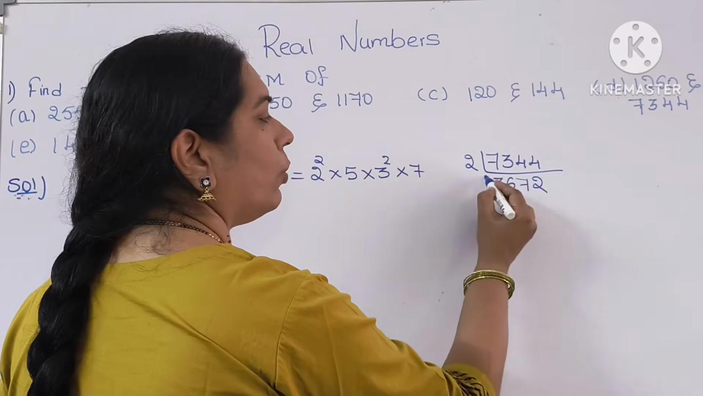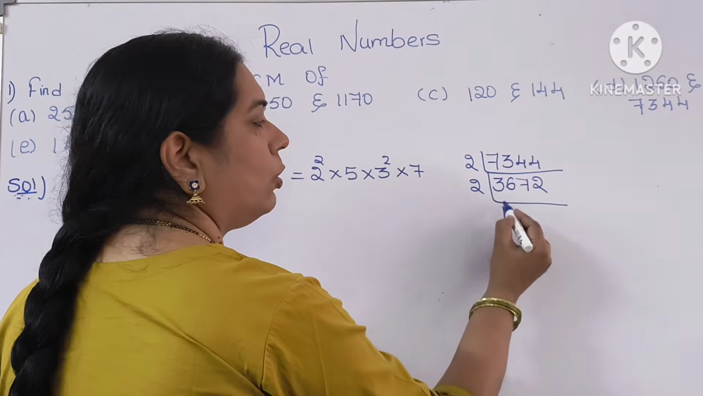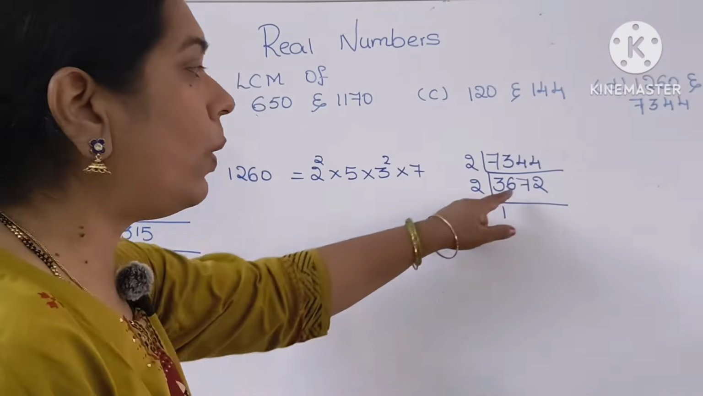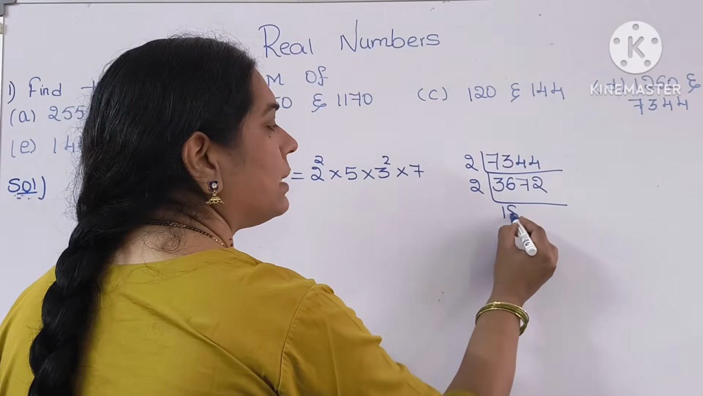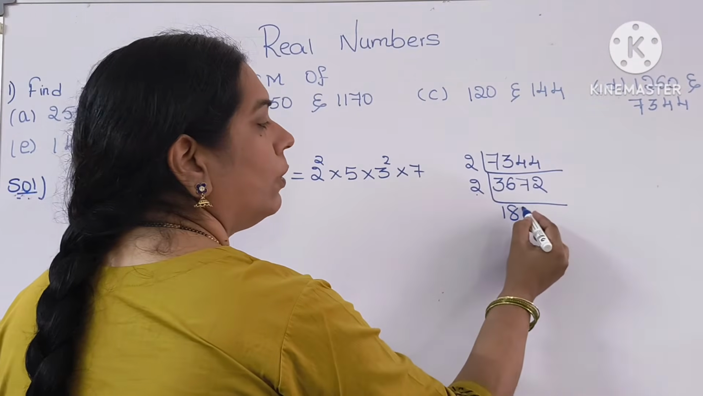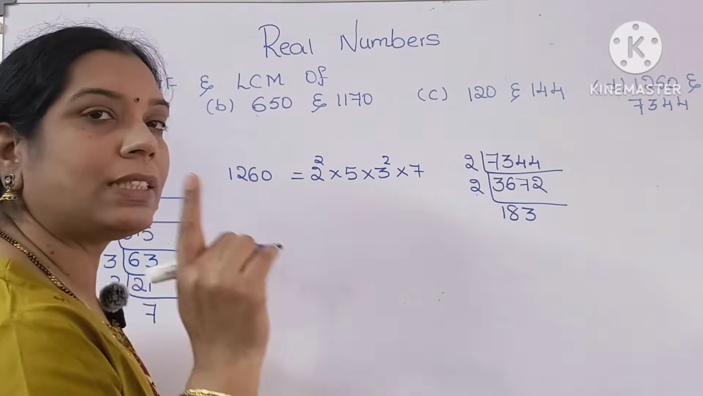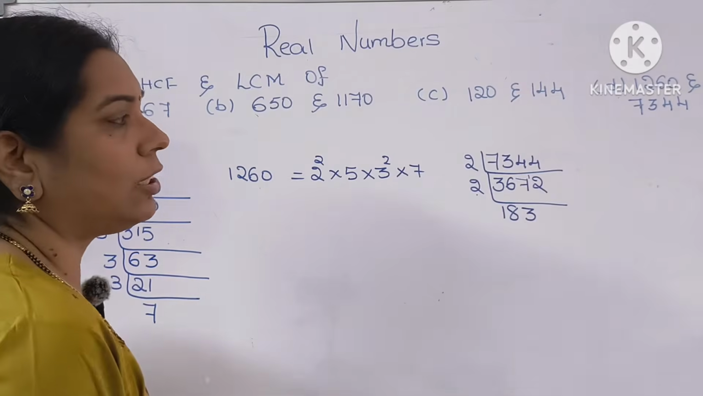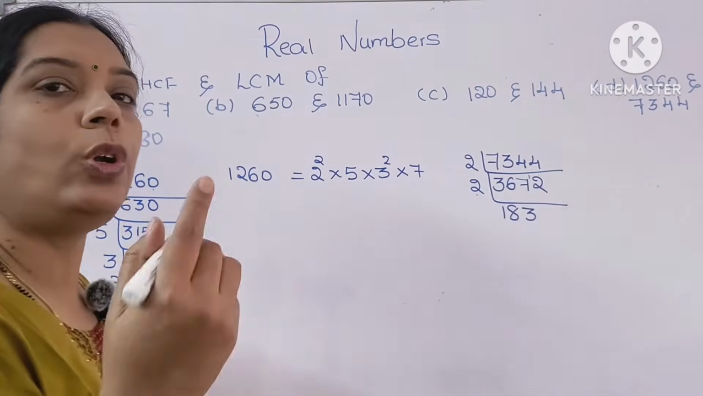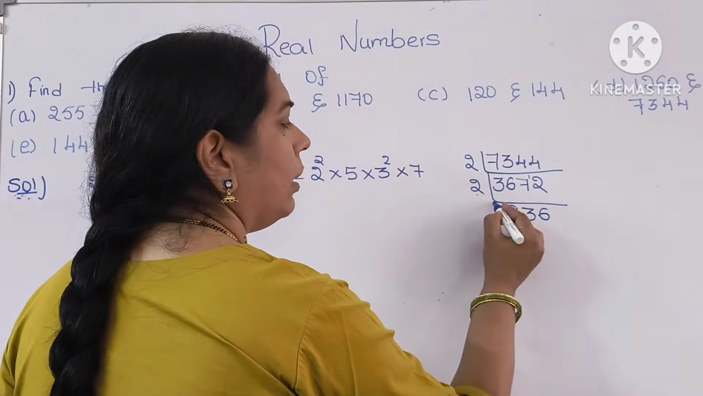2 twos are 4. Continue to divide it with 2. 2 ones are 2. 3 minus 2 is 1. 1 and 6 make it 16. So, 2 eights are 16. 2 threes are 6. 7 minus 6 is 1. Write the 1 a little over the next digit. So, it makes 1 and 2, 12. Please do not add it. So, 2 sixes are 12.